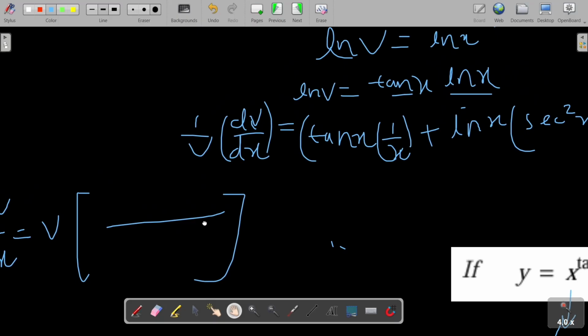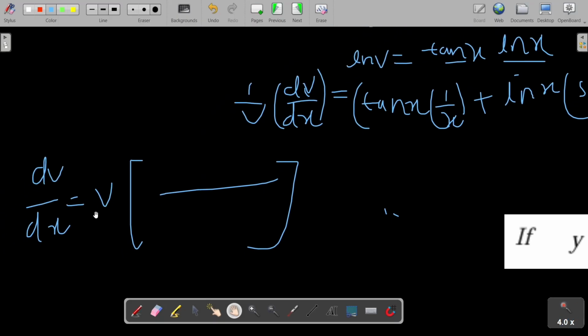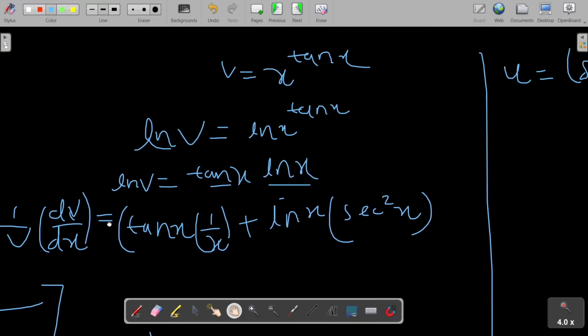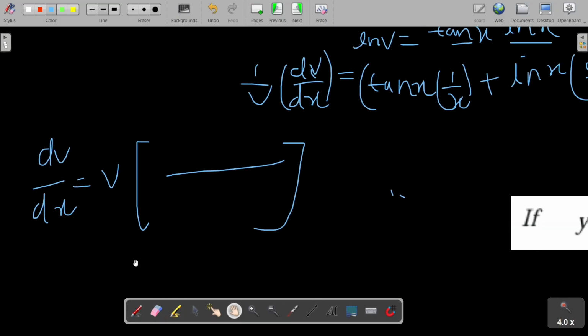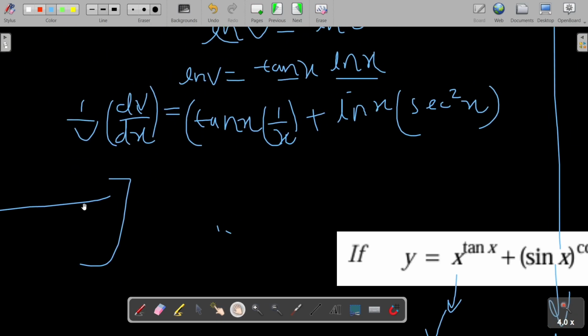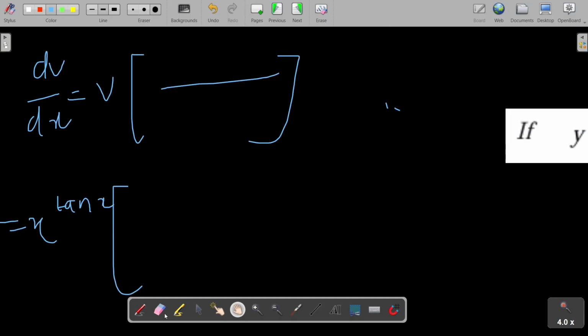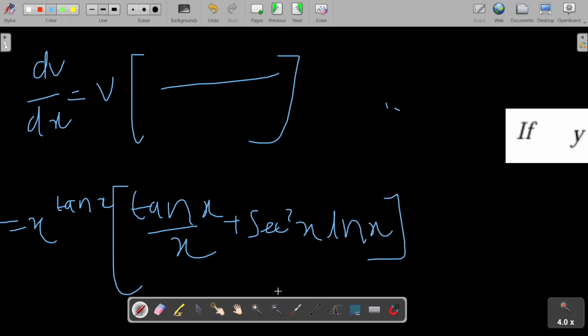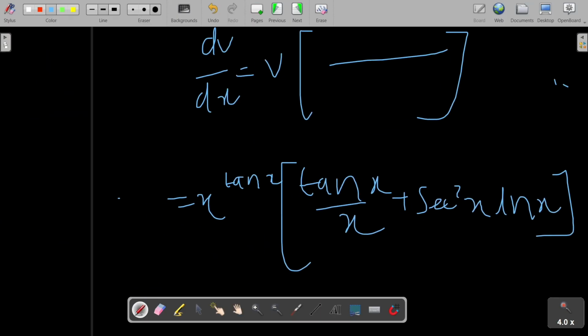So I get dv over dx as v times this thing right here. We have an extra variable here, but I know that v is x power tan x. So let's put that right here. So this is x power tan x times tan x by x plus secant square x ln x. So we got dv over dx.